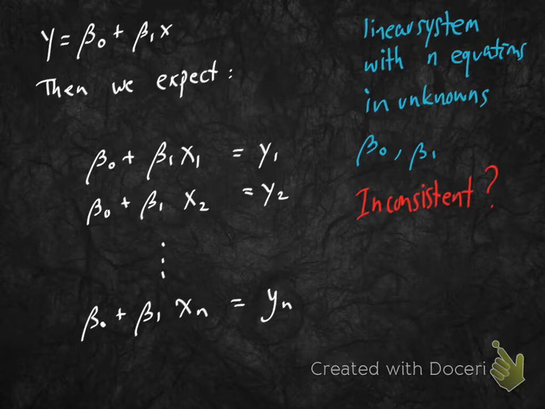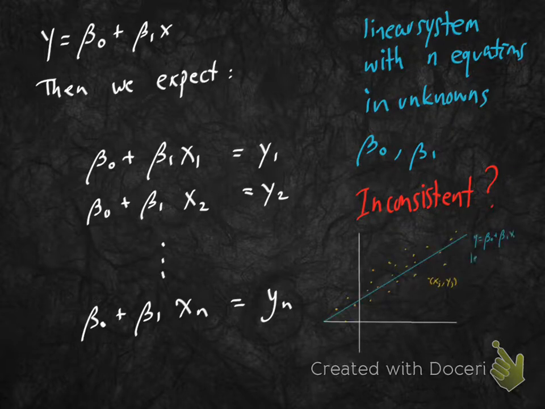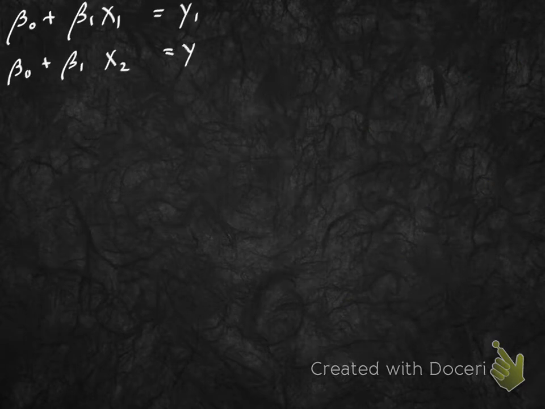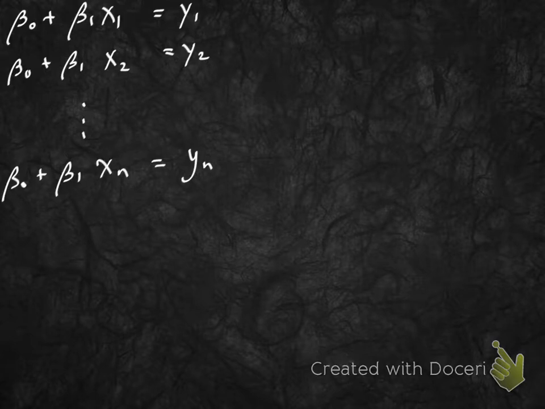The problem is this linear system may be inconsistent. So in the example that I drew on the previous slide, the data points in yellow and the blue line, what we'll see is the blue line does not go through all of the data points, which means there's not a beta naught and beta 1 that would work for all of these data points. So this linear system would be inconsistent in this example. Well, we don't want to just throw up our hands and say, if the linear system's inconsistent, we can't do anything. We want to find the line that's best in some sense.